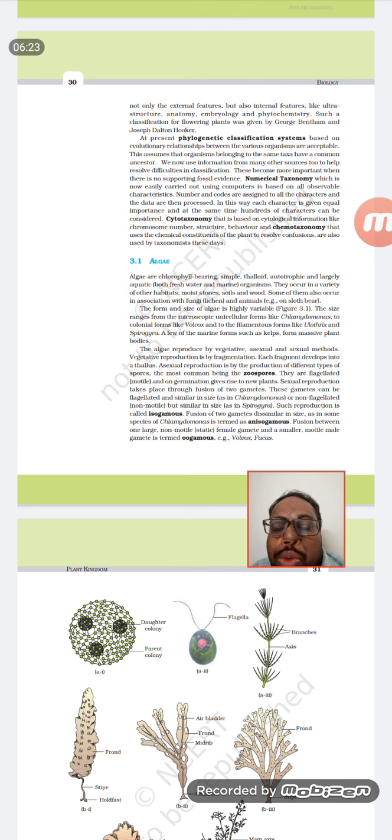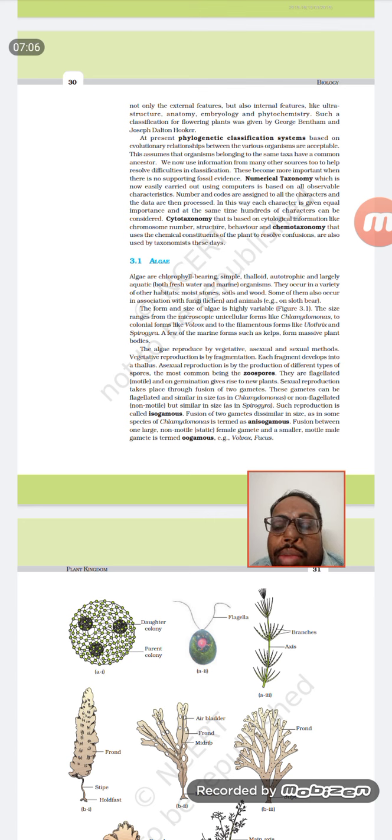There are different types of gamete fusion. One is isogamous in nature. Iso means same, gamous means gametes. They are the same size, non-flagellated and non-motile. Another one is anisogamous, that means fusion of two gametes dissimilar in size. And another one is the fusion of a large, non-motile female gamete with a smaller male gamete, which we know as oogamous. In that, the female part, that is the ovum, will be big, and the male part, that is the sperm, will be small compared to the female.